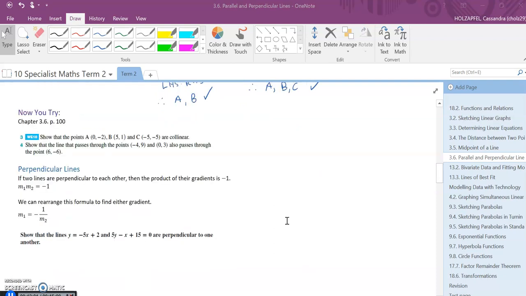All right, so the last little section for today is going to be on perpendicular lines, but I'm actually going to run out of space. So I'm going to talk about this in the next video.